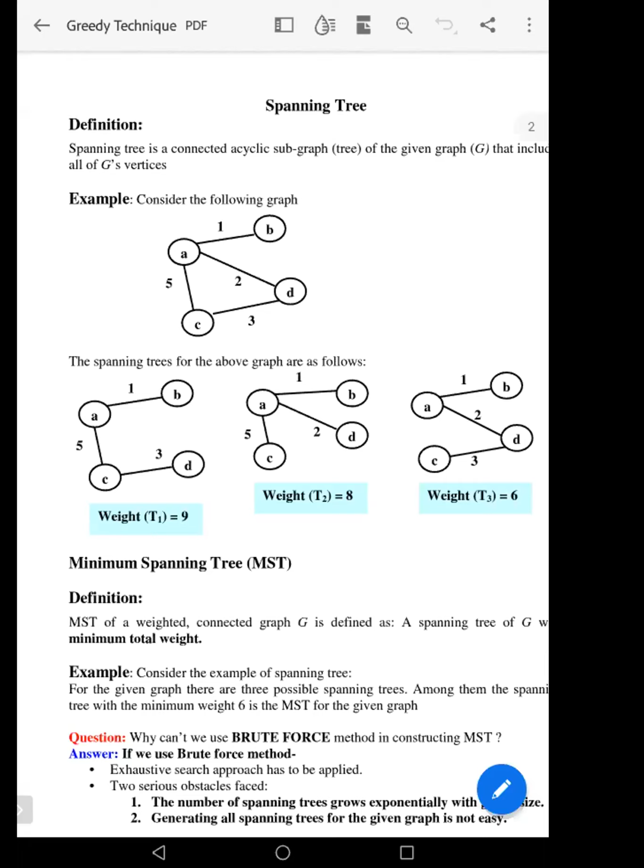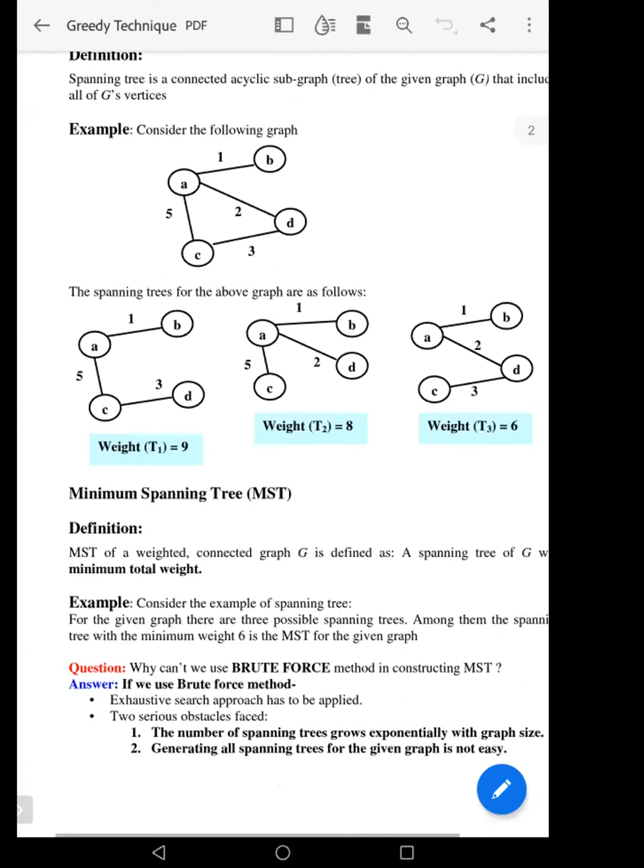Okay, but in the given graph, there are 4 vertices and how many edges are there? 1, 2, 3, 4. 4 edges are there. So it cannot be a tree. It is a graph. A graph can be a tree only when the number of edges is 1 less than the number of vertices. So we can form 3 different spanning trees.